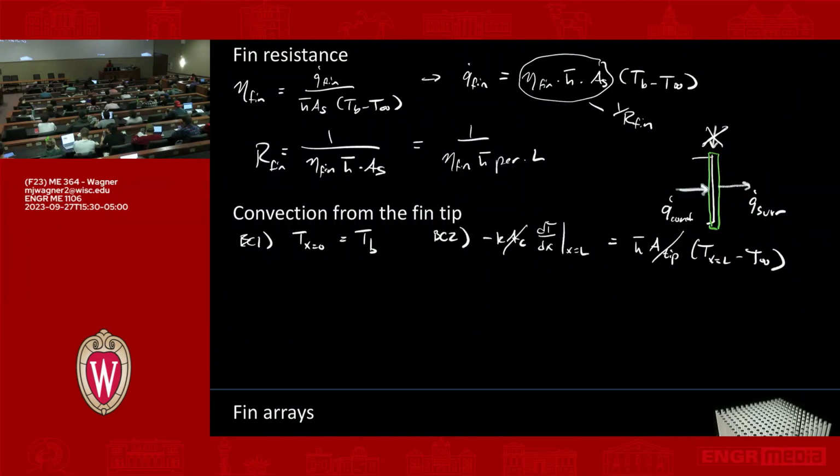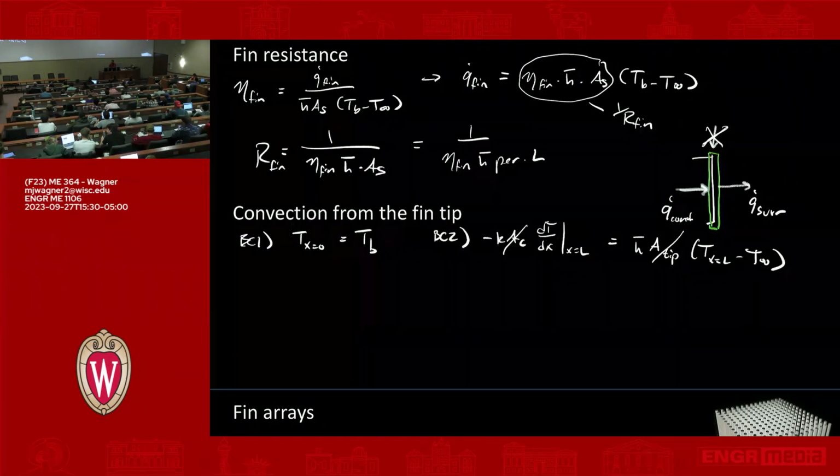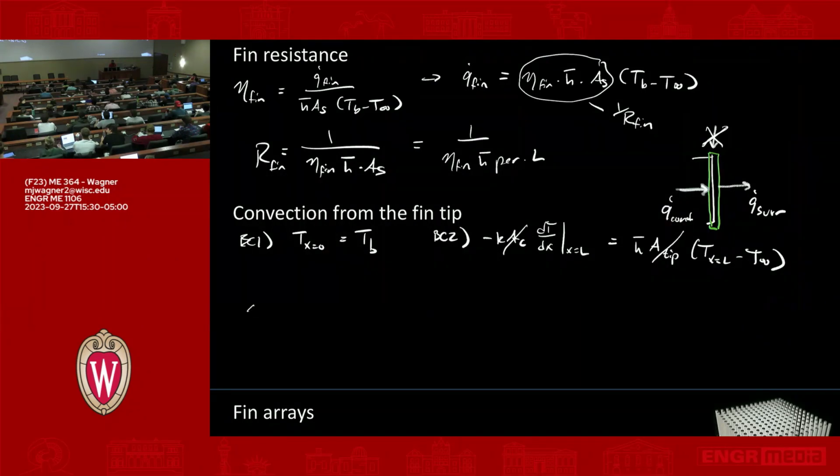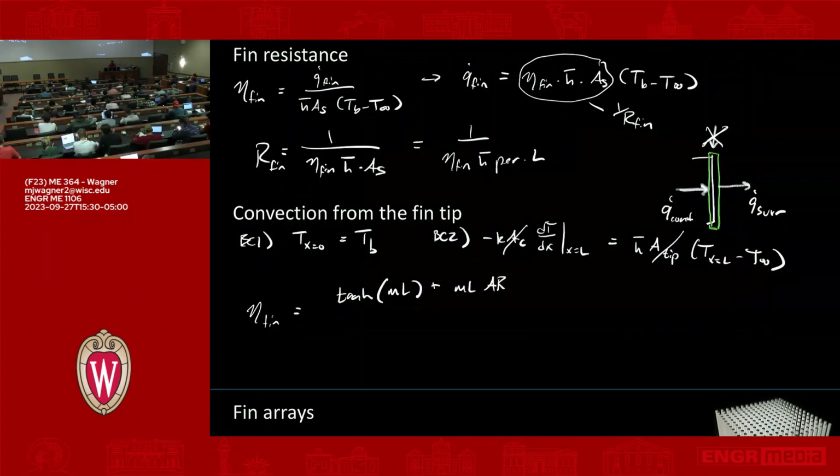Okay, so we'll just jump to the end here. You can substitute the temperature equation in. What you end up with is this fin efficiency that looks a little different. I think I've given you this before, so I'll just write it out. It's tanh, hyperbolic tangent, of ml plus ml AR tip. That's the area ratio of the tip.